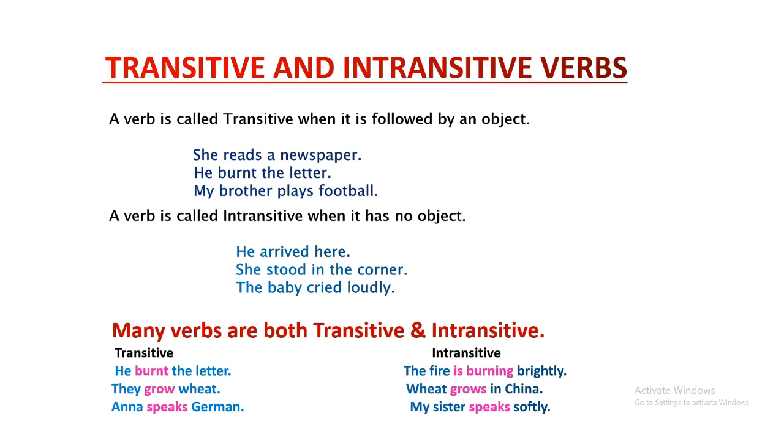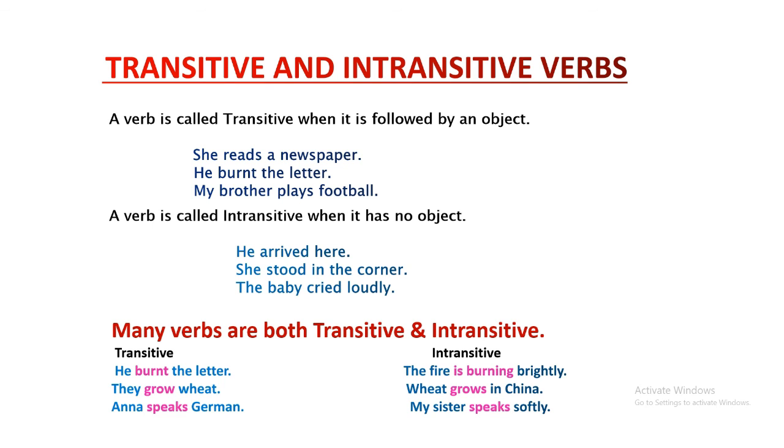Now we'll see what intransitive verbs are. A verb is called intransitive when it has no object, or when it is not followed by an object. He arrived here. This sentence has no object. In the previous sentences, when you ask the question who or what, there's an answer. She reads what? Newspaper. He burned what? The letter. My brother plays what? Football.